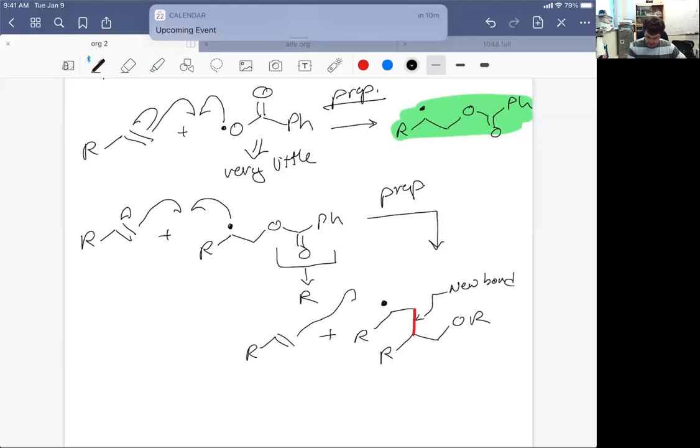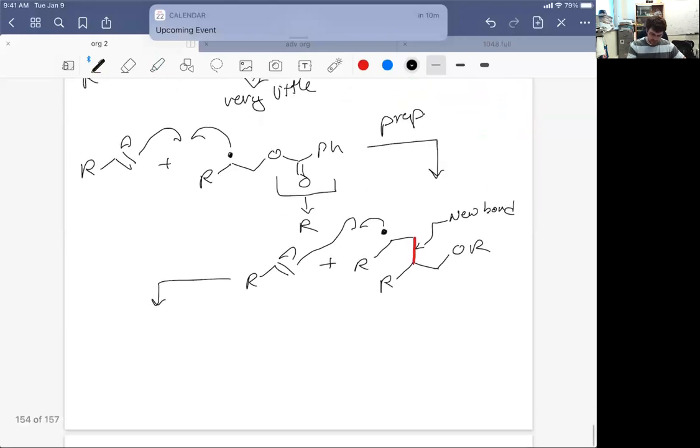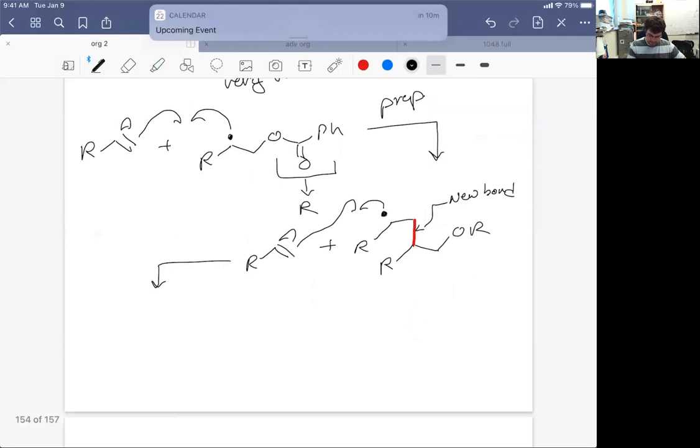So let the 3 fishhook arrows do their thing, and we get a very similar structure. We just add another one of these appendages to it. That is, here's our new free radical. Whoops, I have to add yet another group.